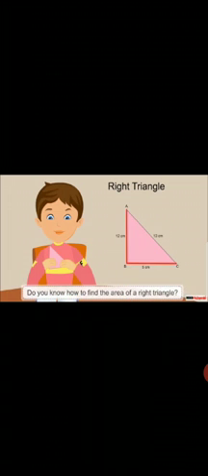Sid identifies his triangle and says it is a right triangle. Do you know how to find the area of a right triangle? Sid finds the area of his right triangle using a formula. The area of a right triangle is half the product of its base and height.